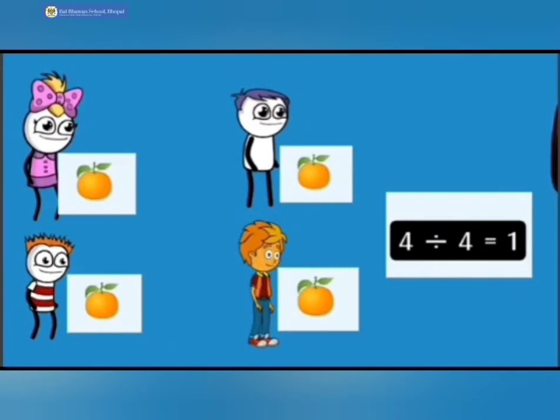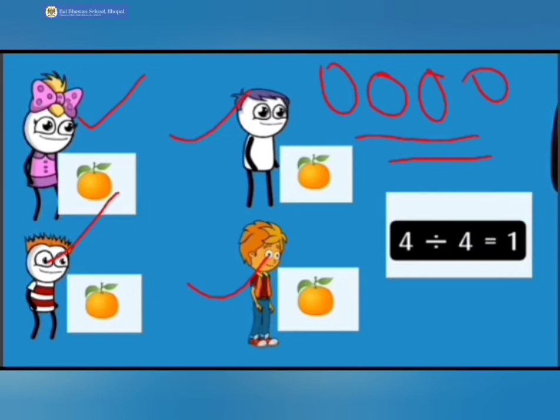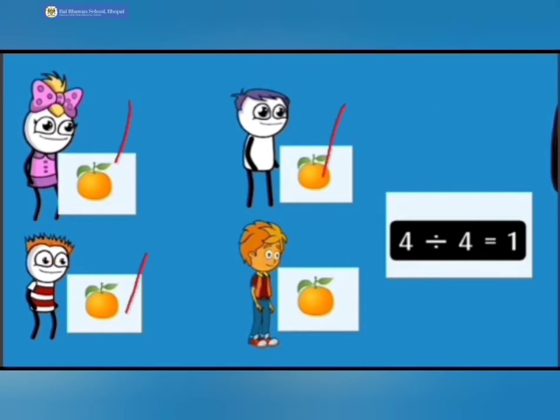There are 4 oranges which are supposed to be distributed between the same number of children here. 4 oranges are there and 4 friends are there, and these 4 oranges are being distributed between each of them equally. So each child gets 1 orange.